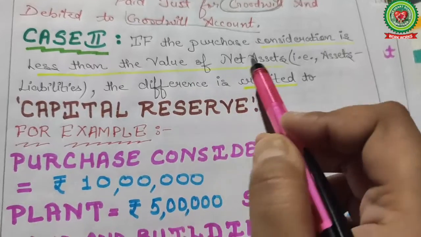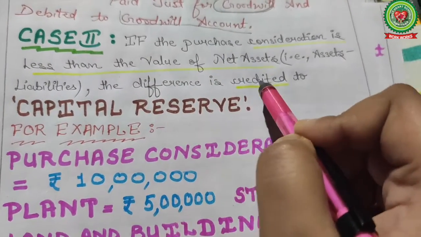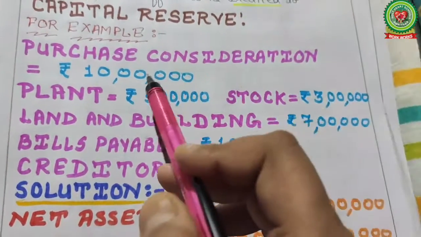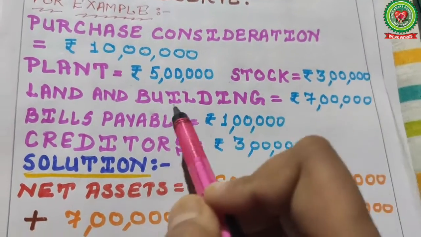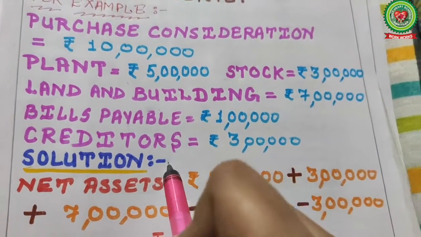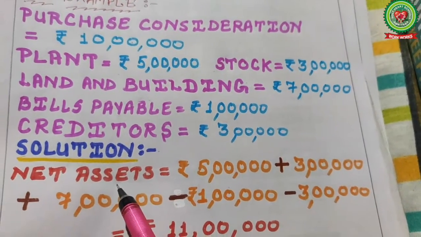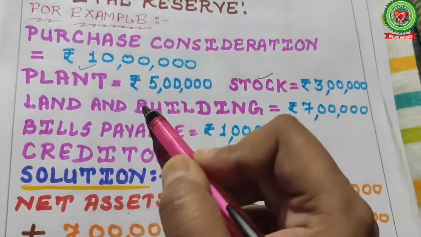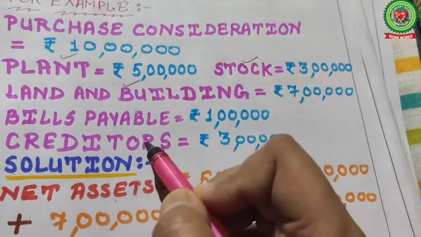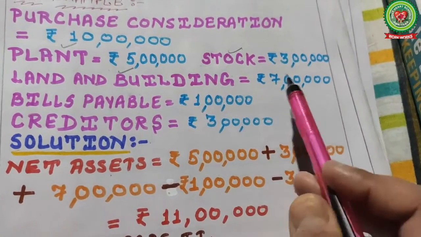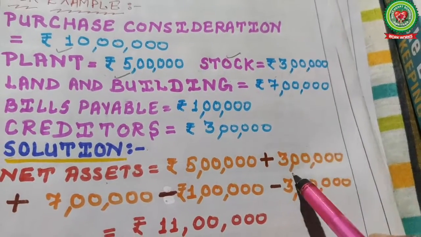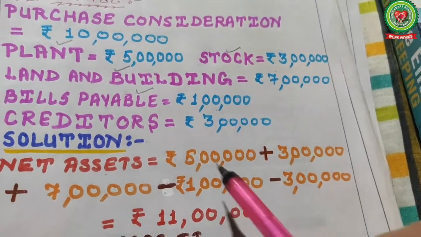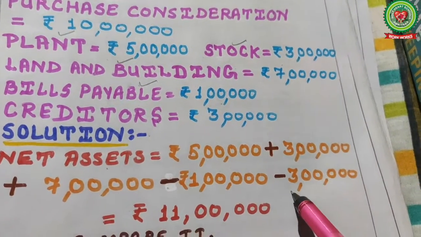The second case is if the purchase consideration is less than the value of net asset. For example, purchase consideration is 10 lakh, with plant, stock, land and building, bills payable and creditors given. So the solution: net asset is equal to assets minus liabilities. Asset number 1 is plant, number 2 stock, number 3 land and building; bills payable and creditors are your liabilities. So first of all, 5 lakh, 3 lakh, land and building 7 lakh, minus bills payable 1 lakh because it is a liability, creditors also minus 3 lakh.